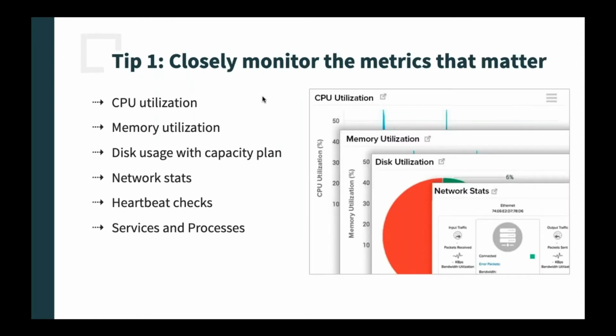Let us now take an in-depth look into each of the 7 tips that will help you monitor your servers better. Tip 1 talks about all the different metrics that are important for your server's performance. They are CPU utilization, memory utilization, disk usage with capacity plan, network stats, heartbeat checks, and services and processes. Let us now look at a live example of how each of these metrics can be seen in a monitoring dashboard and what stats they provide.